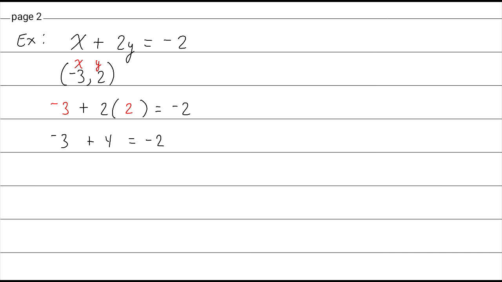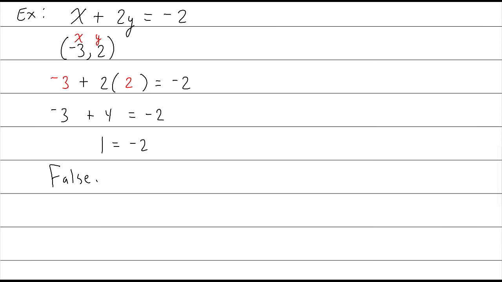But I think this is not going to work. Looks like a problem here. Because what's -3 plus 4? That's 1, right? So 1 equals -2. Okay, you end up with some kind of a weird, very false statement, right? This is false, which means that this point never actually works. So we would say that no, this point does not represent a solution to the given equation. Again, answering this question, no, -3, 2 is not a solution to the given equation, x plus 2y equals -2.